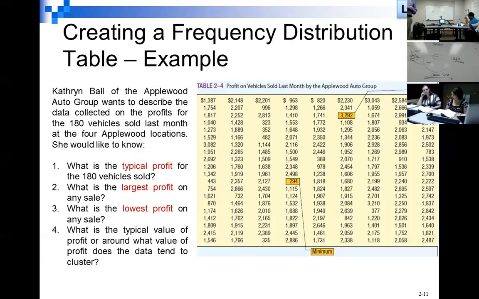the 4 locations. Mrs. Ball would like to know, 1, what is the typical profit for the 180 vehicles sold? 2, what's the largest? 3, what is the lowest profit on any sale? And number 4, what is the typical value of profit, or around what value of profit do we tend to cluster? Why would she want to know these things?